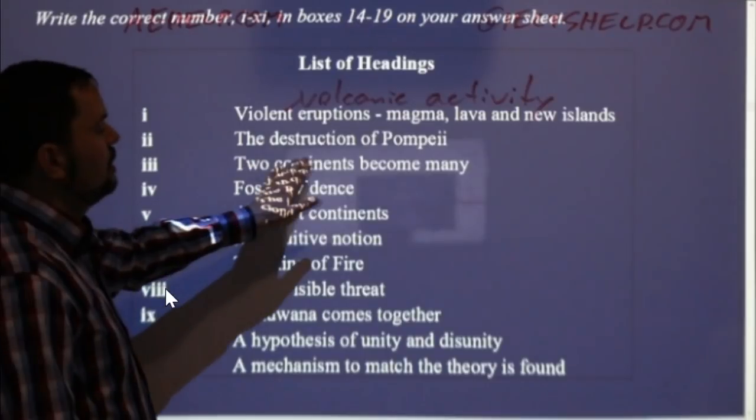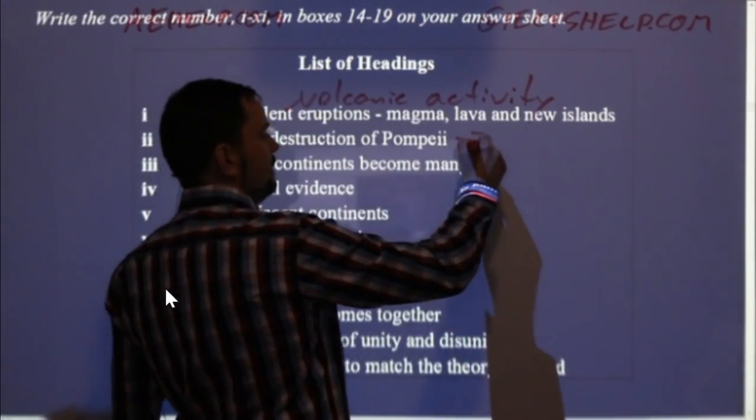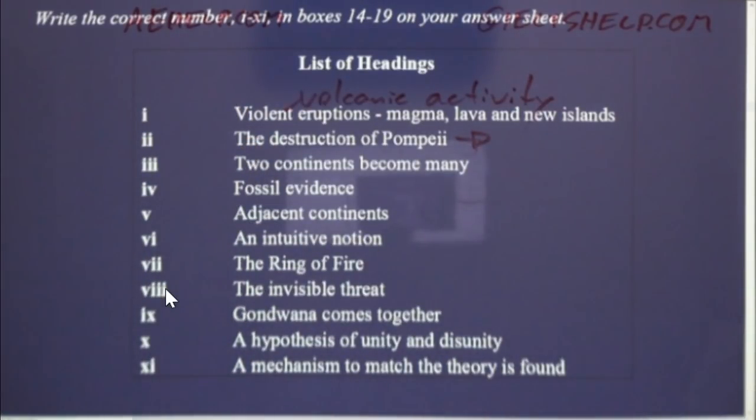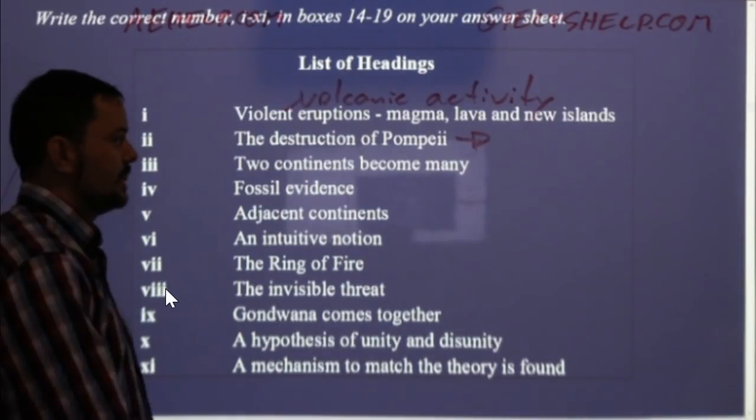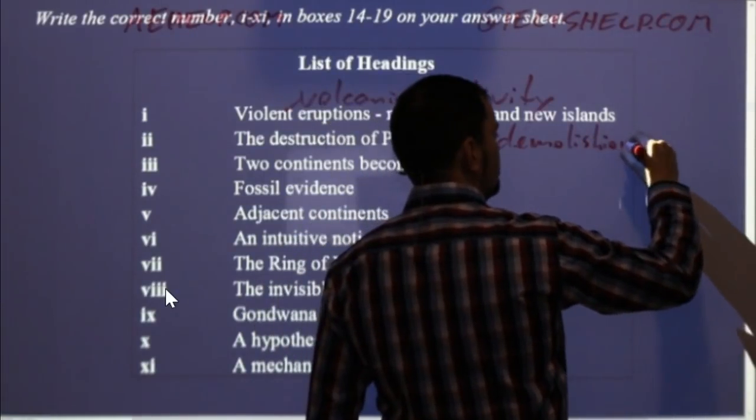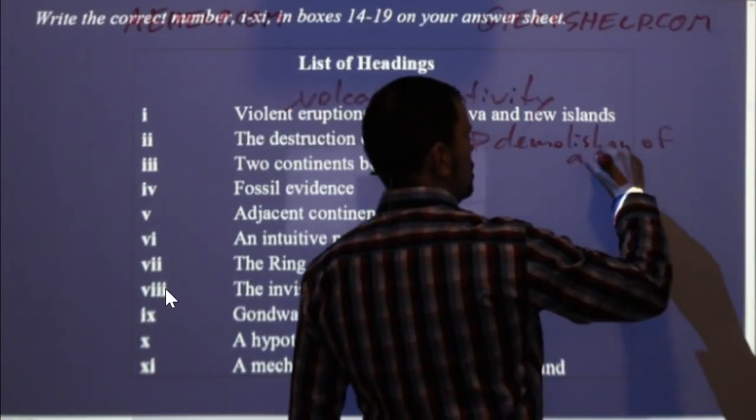The destruction of Pompeii. Paraphrase that for me in a nice, easy way. The destruction of Pompeii. Okay. What's a good way to paraphrase that? So yeah, there you go. Nice. So Awal says losing a city or demolishing a city. Demolition of a city. Very good. Demolition of a city. Sure.